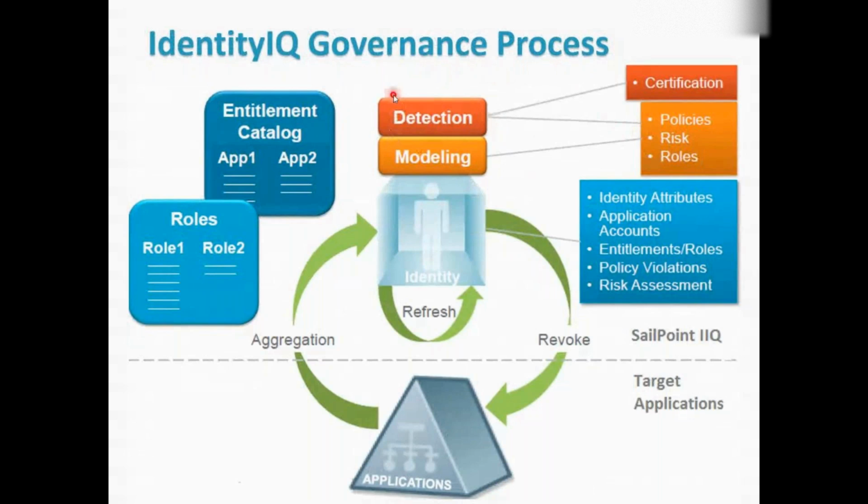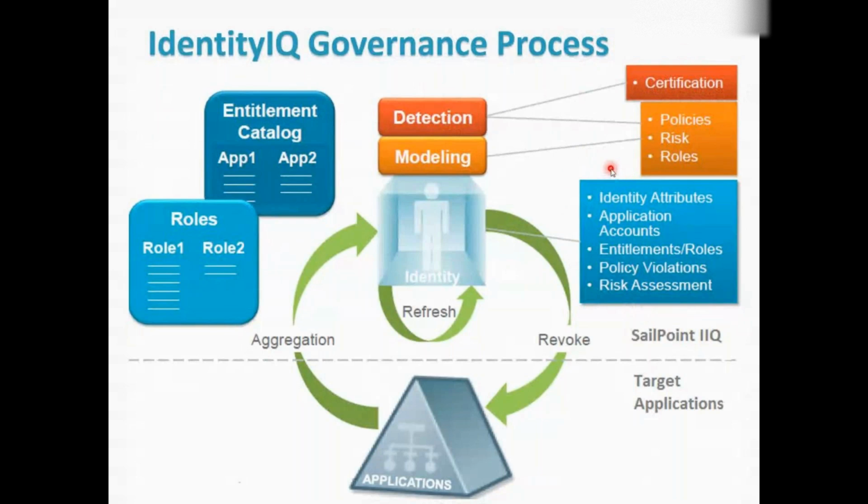So now we have a model available. Through this model, we need to detect it. Okay, so to detect it, we have certification. Certification is nothing but the access review for a user or for a particular application by some reviewer. So some reviewer will go and review the access, that the user currently has this many accesses, and whether those are proper or not.